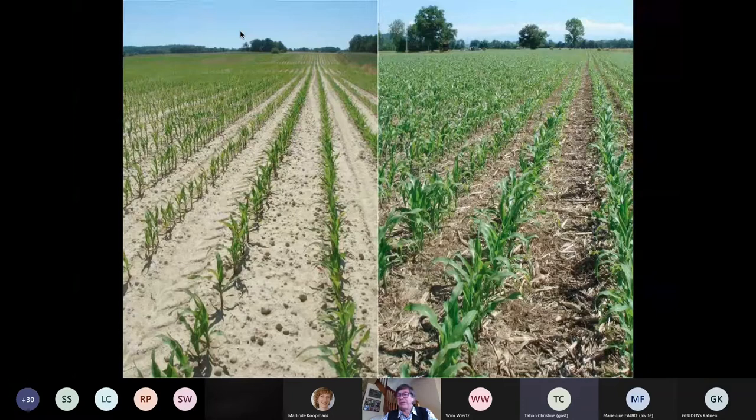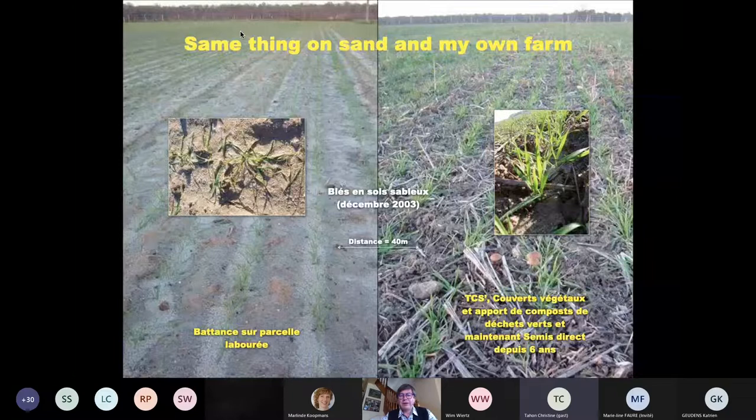And this is on my farm. You can see the sand on the top of the soil. And now with the earthworm, I got more organic matter. And I even think that the earthworms are bringing back some of the clay that is underneath. But I haven't got any research to show that now.